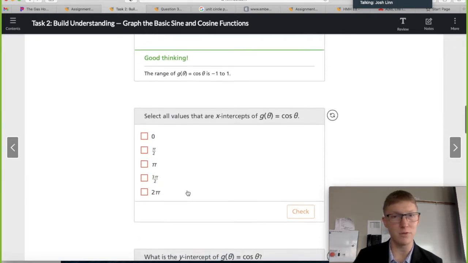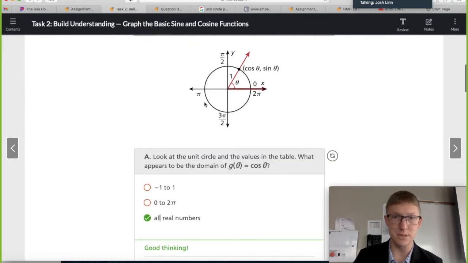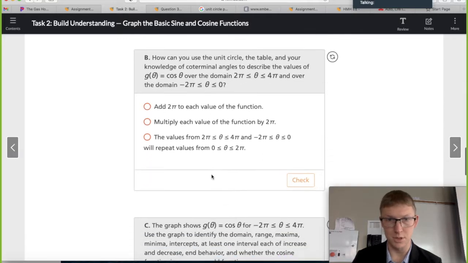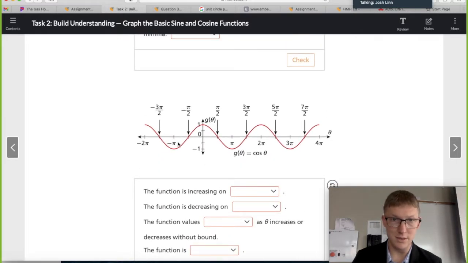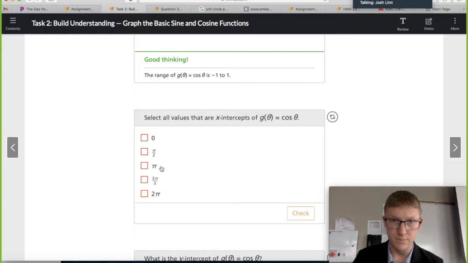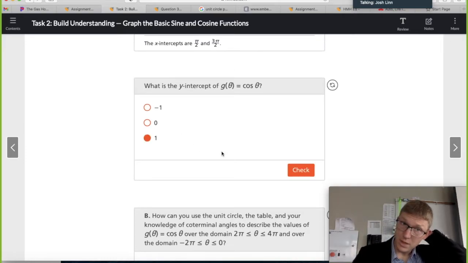So I'm trying to breeze through these as much as I can. Select all the values that are x-intercepts. So let's see here. I'm just going to go down here and look at their graph. X-intercepts: negative 2 pi, or negative 3 pi over 2, negative pi over 2, pi over 2. And then I think that one. And the y-intercept is going to be at 1.